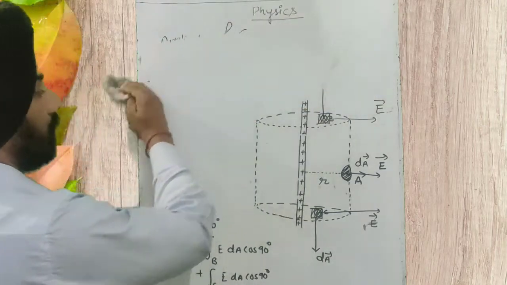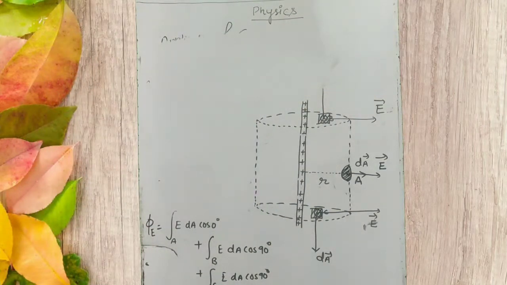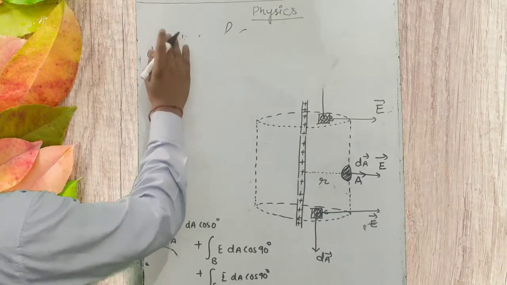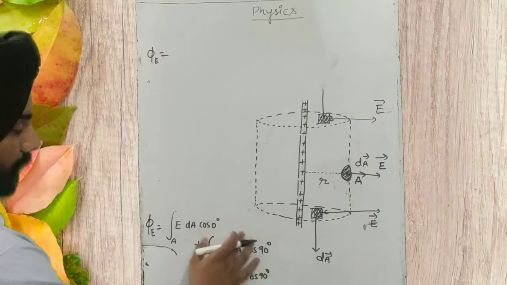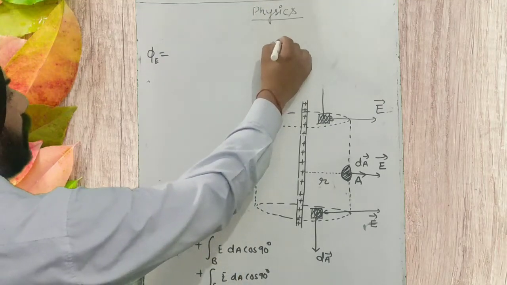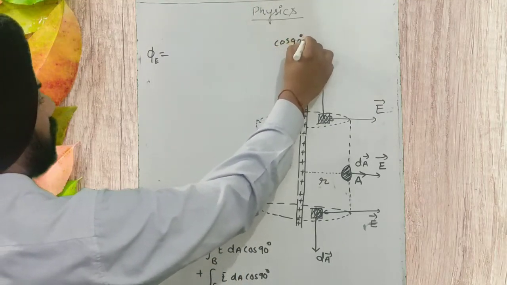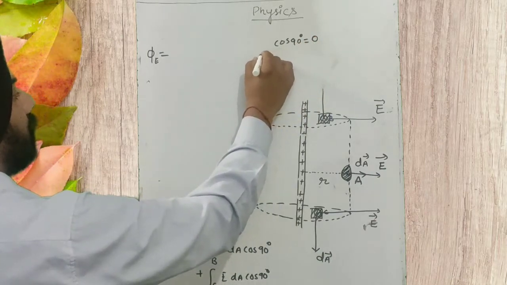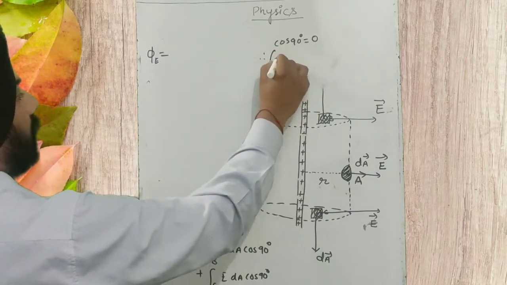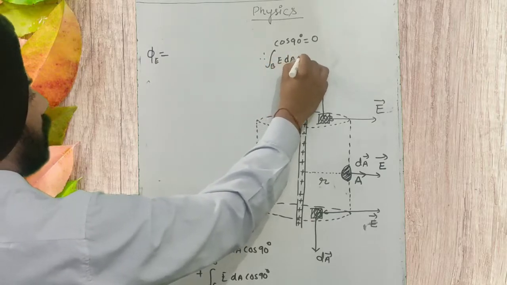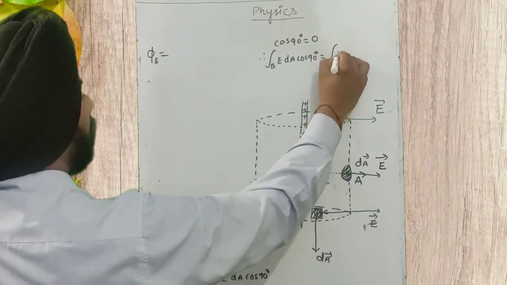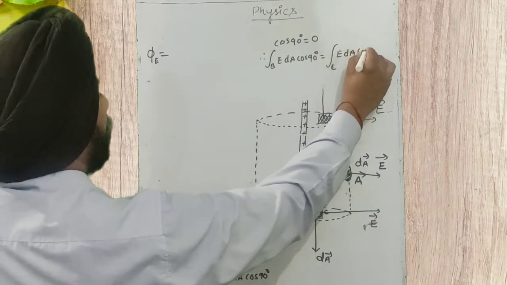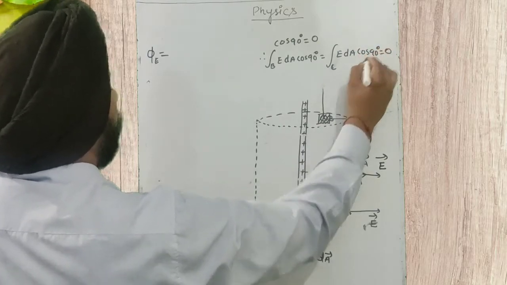I'm going to remove this also. Okay, and the figure's important parts are still there. Phi E is equal to EdA cos 0. This is going to be 0, this is going to be 0. Here you can write cos 90 is equal to 0. Therefore EdA cos 90 is equal to 0.